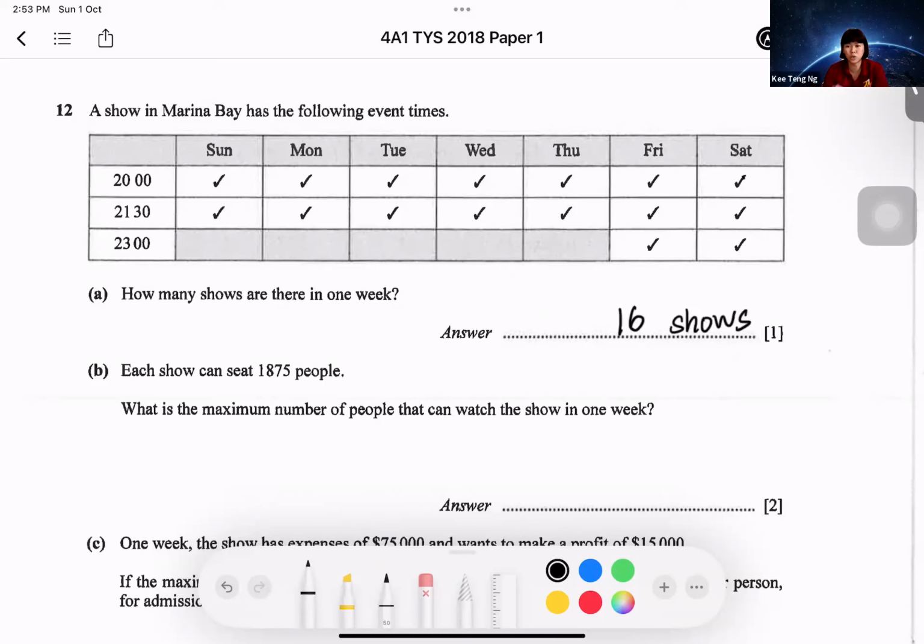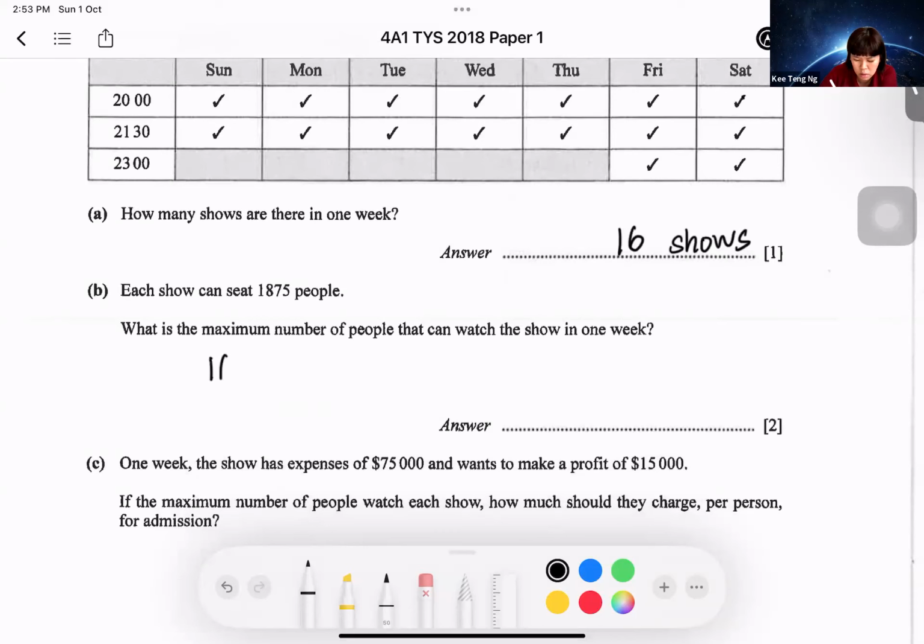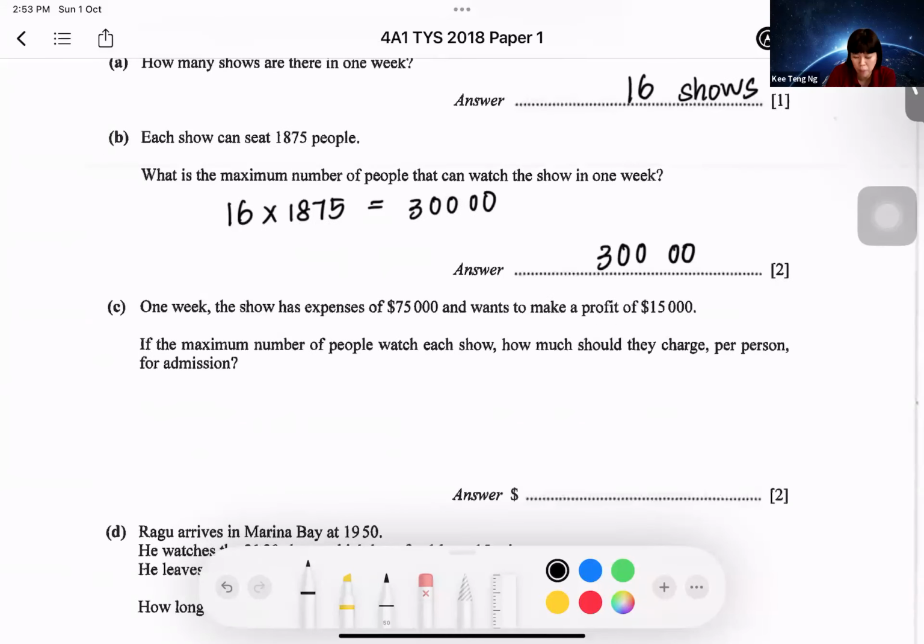All right, each show can seat 1,857. What's the maximum number of people that can watch the show in that week? So 16 shows. And that gives me this number. Next, in 1 week, the show has expenses. This is the expenses, and you want to make a profit. So how much should they charge each person?